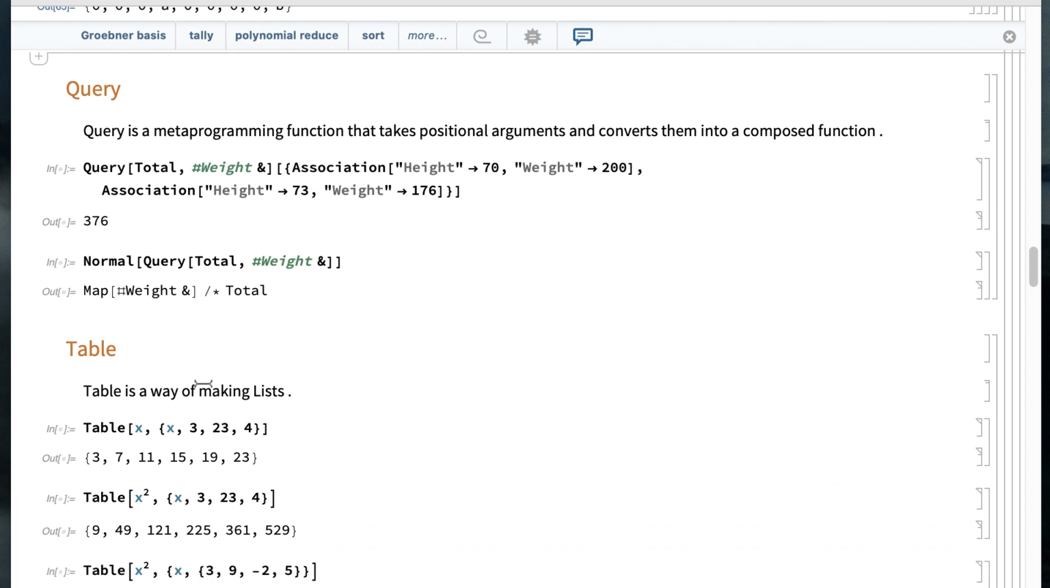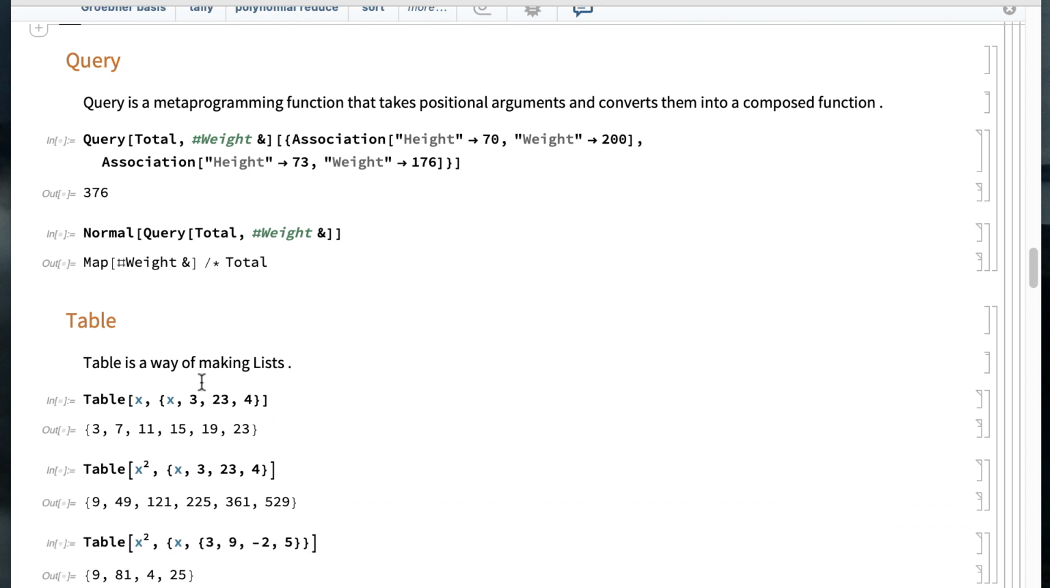Query. Basically, there's a whole book that can and is being written on query, but it's a metaprogramming function that basically creates a function, but does so by using the positions of the functions in the query. So that's very complicated sounding. Let's see if we can look at this.